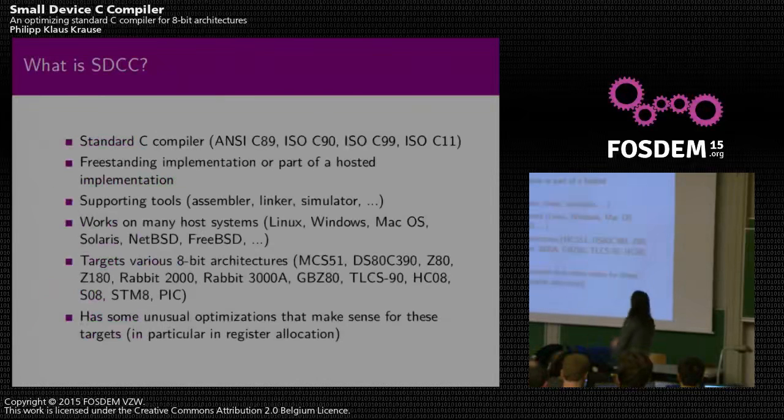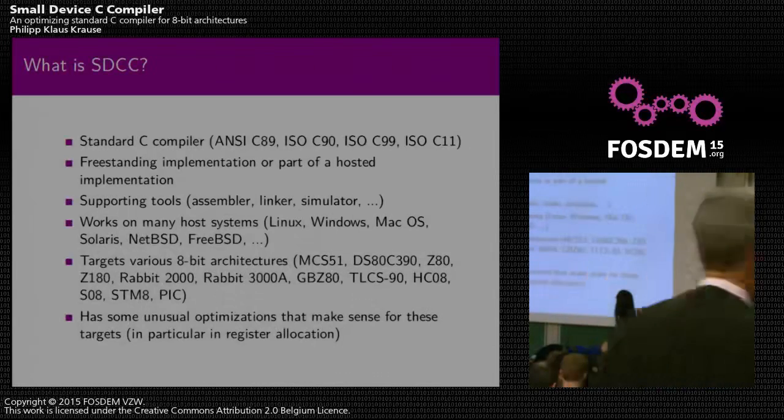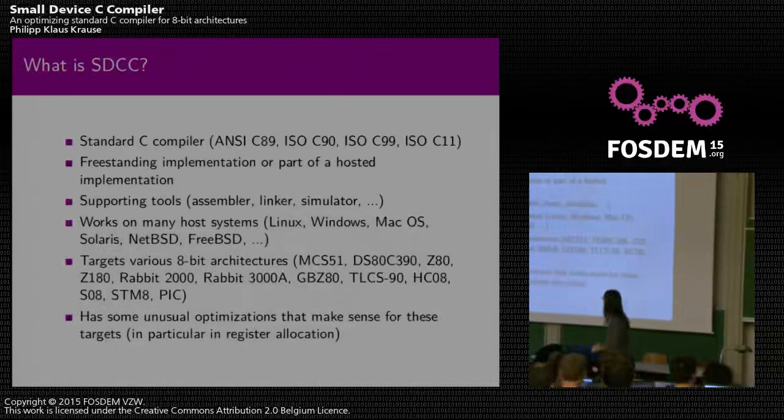Okay, so what is the small device C compiler? Well, it's a standard C compiler supporting various C standards, with the 99 and 2011 standards being the latest. It's mostly meant as a freestanding implementation, but it could also be used as part of a hosted implementation. For a hosted implementation, it would be a little bit more incomplete. There are also supporting tools included, such as assembler, linker, and simulators for the target architectures. It works on plenty of host systems, such as GNU Linux, Windows, macOS, and various other Unices.